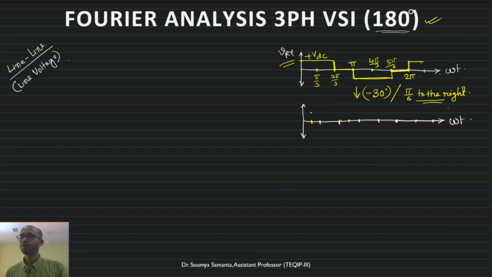Now what will the waveform be? The waveform will continue up to this. Similarly, the whole waveform will be shifted. This will be shifted here, and this will also be shifted here. So from here it will start, continue up to this, and then start from there and go on. This is how the waveform looks after shifting 30 degrees, or pi by 6, to the right.